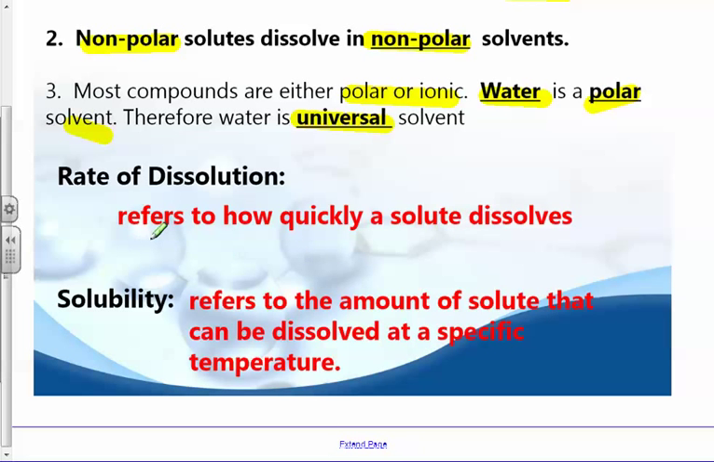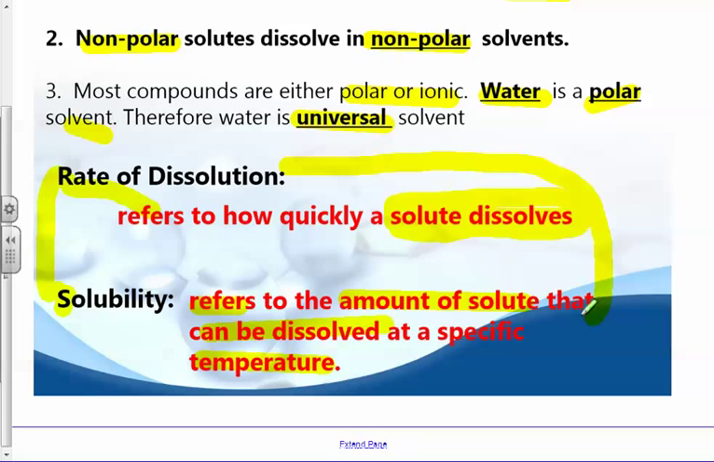It refers to how quickly a solute dissolves, and we'll talk about that in more detail when we talk about some solubility curves and at what temperatures they can dissolve. And then the last word here, solubility. Again, this is the state of being dissolved. It refers to the amount of solute that can be dissolved at a specific temperature. And we can look at both of these in graphs that make our life easier and we can understand.